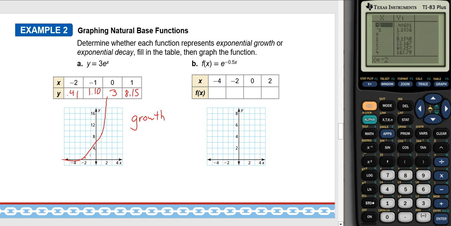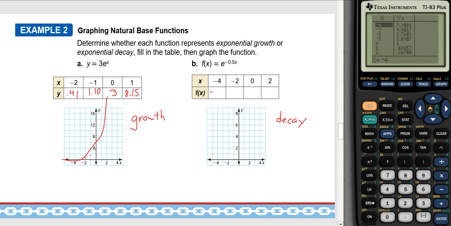For example B, we are going to again go to the calculator, and we are going to graph e to the negative 0.5x. I can hit the graph first to see what I'm kind of dealing with. I see an exponential decay function, so you could even go ahead and write that in now based on what you see on your calculator screen. Right, there's my decay function, and then I would go to table just like I did before, graph it up.